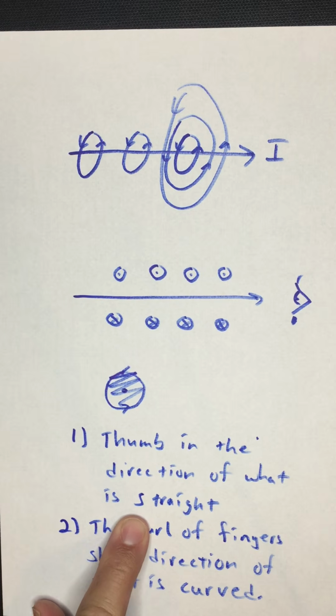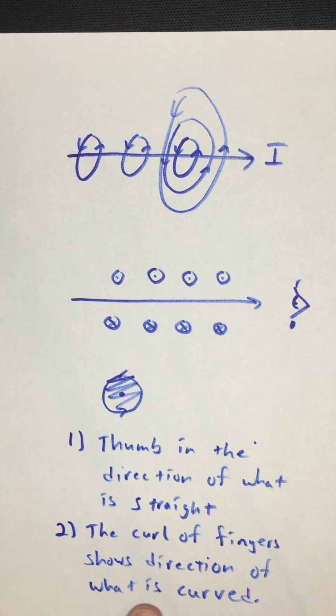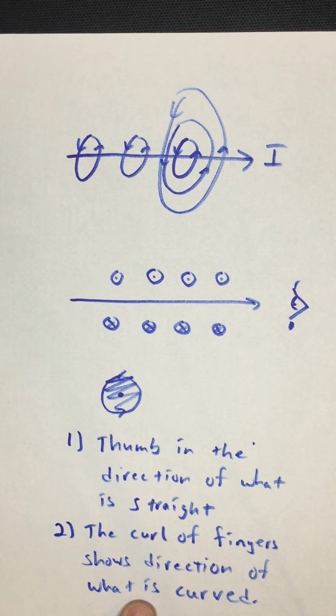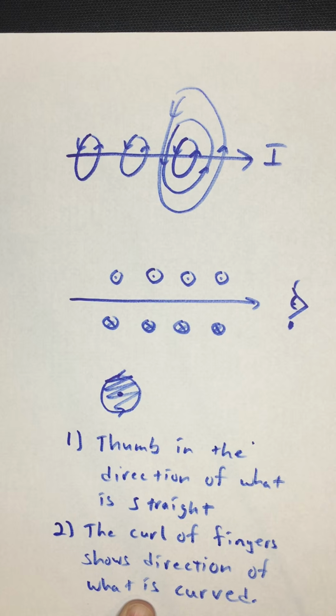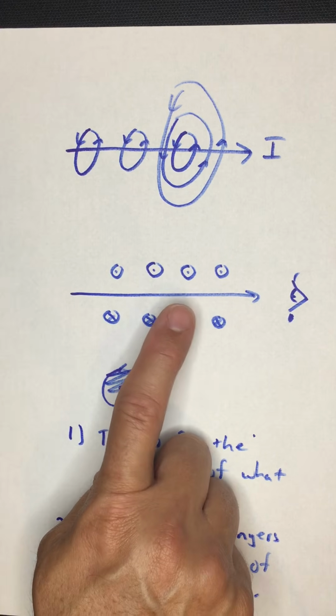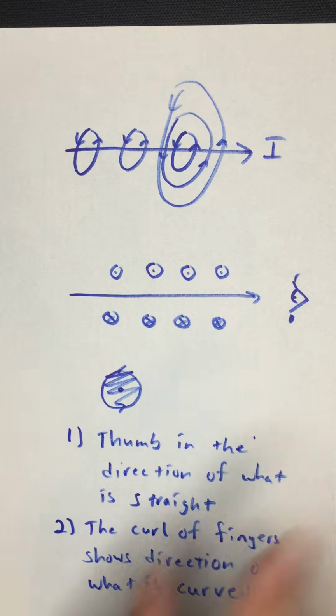So the thumb in the direction of what is straight, then the curl of your fingers shows the direction of what is curved. In this case, the current is straight, which means the field is then curved. As you can imagine from how I've said this, we're going to see the opposite situation at some point. But for now, I'll try to hang on to this right-hand rule and try to understand how we get the current direction from this. One more thing to talk about if we understand that. Let me take two current-carrying wires and put them near each other.